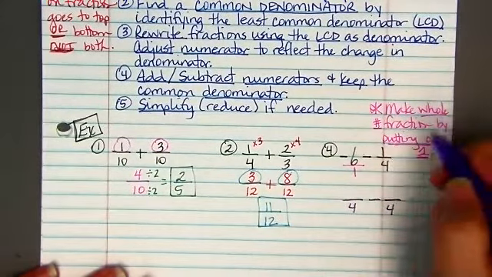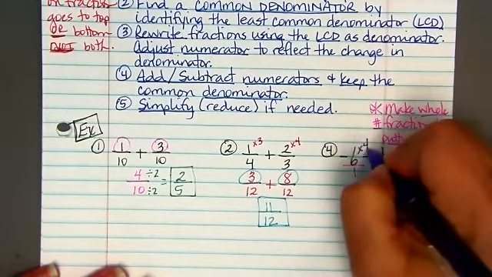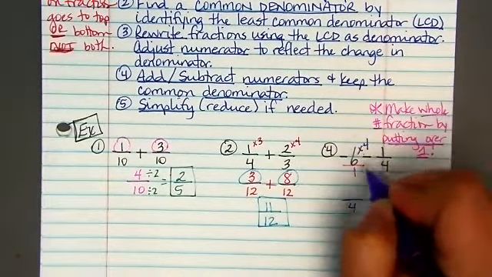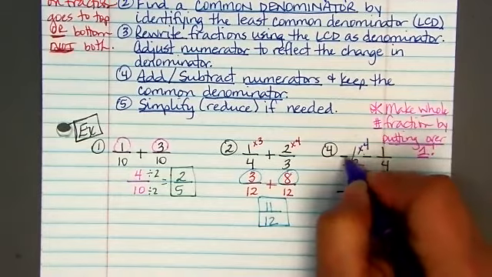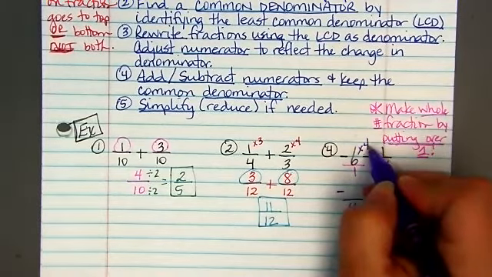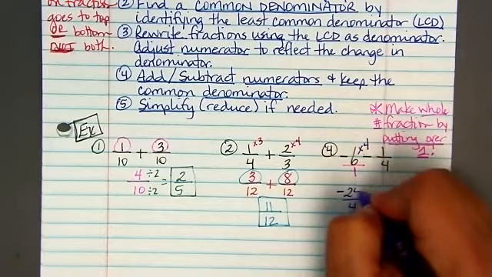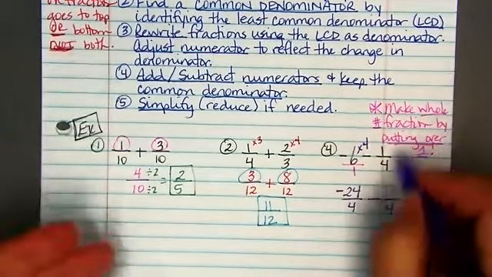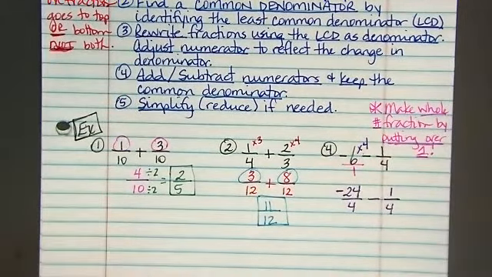One goes into four times, so I'm going to do times four. Now, I know that I'm going to have a negative right here because I've chosen to move it to the top, so I'm just doing six times four. That's going to give me 24. Now, four goes into four, so this is the same, I'm just rewriting this information.